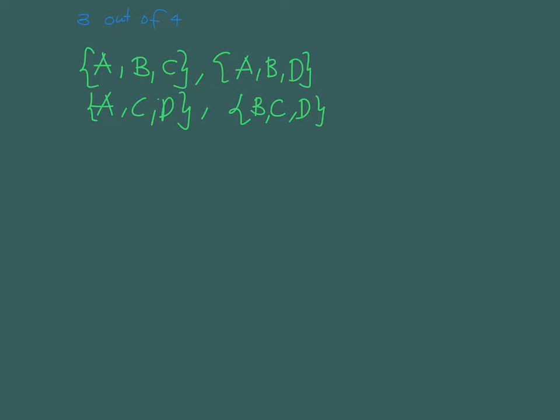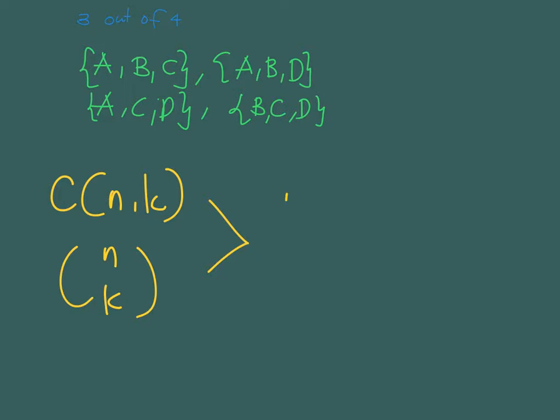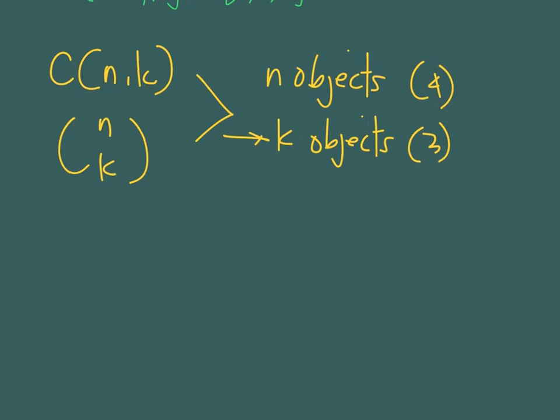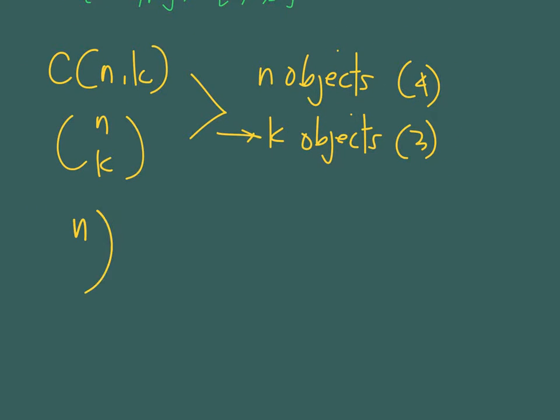For combinations, we use a symbol. There are different ways to indicate a combination. Sometimes you see a C with n and k, or you simply see the symbol n and k in a parenthesis. The meaning of this is that from n objects, we are going to get k objects. In our example, the 4 is our n, and taking 3 from the 4 members is our k.